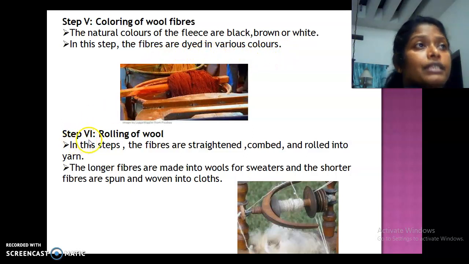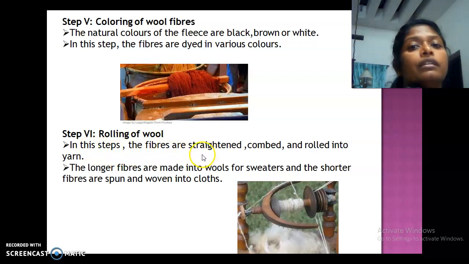Now the sixth and last step is rolling of wool. In this step, the fibers are straightened, combed and rolled into yarn. The long fibers could be made into wool for sweaters, and the shorter ones could be used for making other wool.